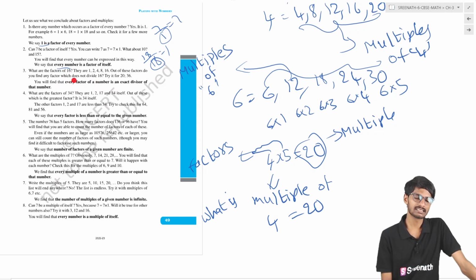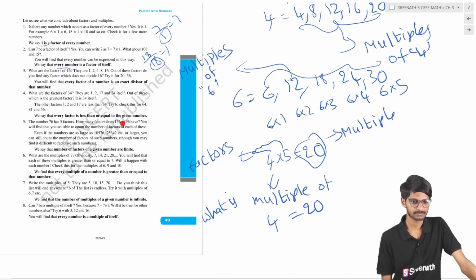So this is the definition. Every factor of a number, suppose 18 is a factor of that number, then that is an exact divisor of that number. This is what we have already discussed previously. And every factor is less than or equal to the given number. This is also one thing.